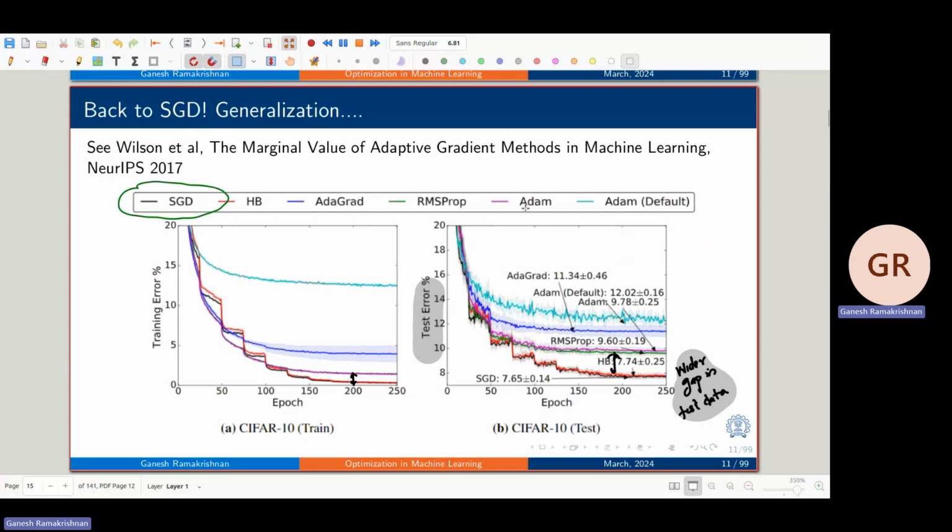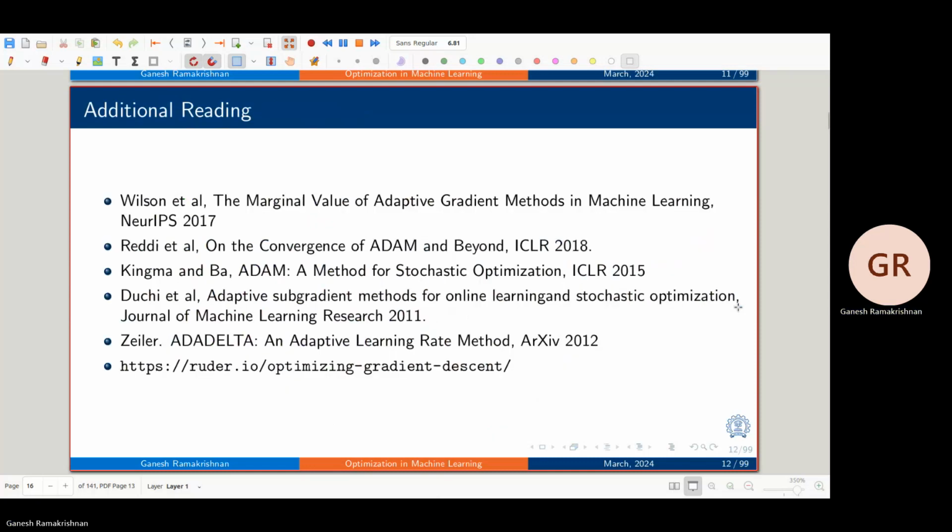If you look at ADAM in pink versus AdaGrad, you can see that the gap is actually widened in the test data. So the problem is even more pronounced on test data with the adaptive methods. There are some other papers you could read, but we are going to move on to the next topic. Maybe 5 minutes. I just want to get started with the next topic.